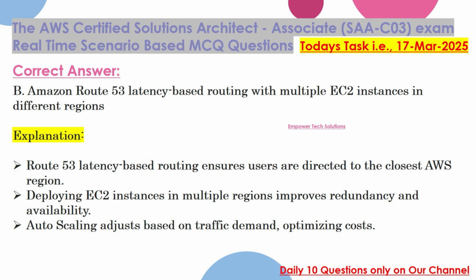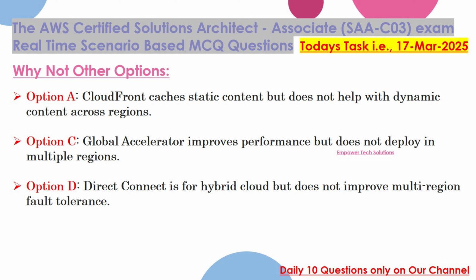Explanation: Route 53 latency-based routing ensures users are directed to the closest AWS region. Deploying EC2 instances in multiple regions improves redundancy and availability. Auto scaling adjusts based on traffic demand, optimizing costs. Why not other options? Option A, CloudFront caches static content but does not help with dynamic content across regions. Option C, Global Accelerator improves performance but does not deploy in multiple regions. Option D, Direct Connect is for hybrid cloud but does not improve multi-region fault tolerance.